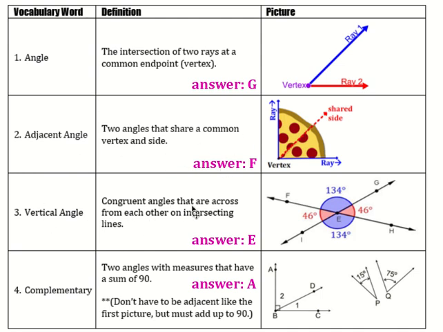Vertical angles are congruent angles that are across from each other on intersecting lines. So here we have the blue ones and then the red ones that match with answer E.